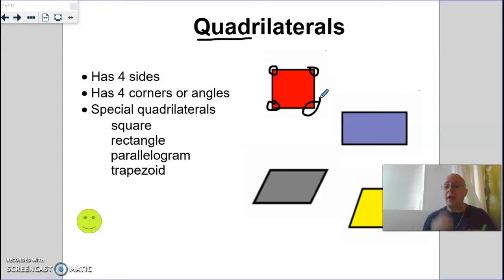A square is a quadrilateral. A rectangle is also a quadrilateral. This is called a parallelogram, and this is called a trapezoid, okay? Now, we're not going to be too concerned with those different kinds of quadrilaterals. We're just going to be concerned with what makes a quadrilateral. That is 4 sides and 4 corners.